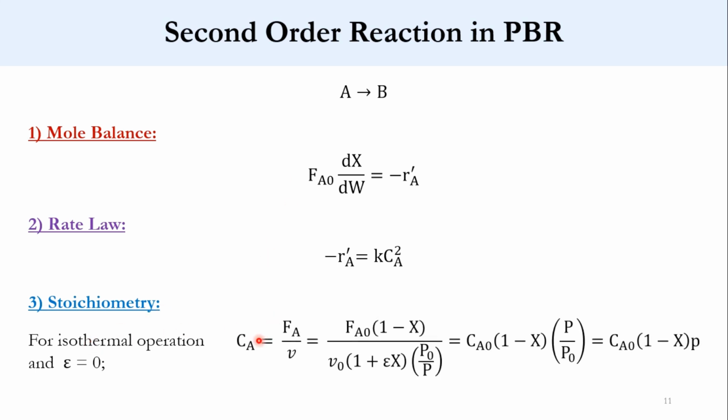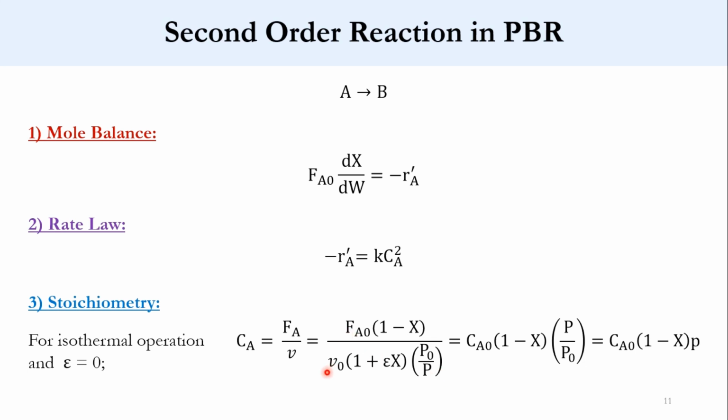And we say Ca is equal to Fa over small v. Here F is the molar flow rate and v is the volumetric flow rate. Now F is converted as Fa naught into 1 minus X, and v is v naught into 1 plus epsilon X, P naught over P. We are not ignoring the pressure drop, we are considering it in the system.